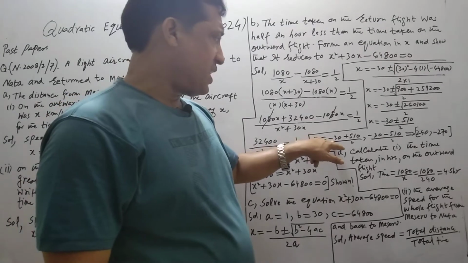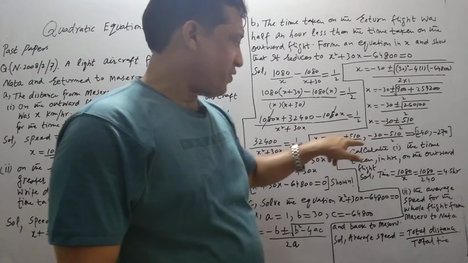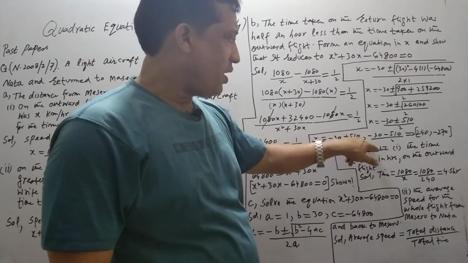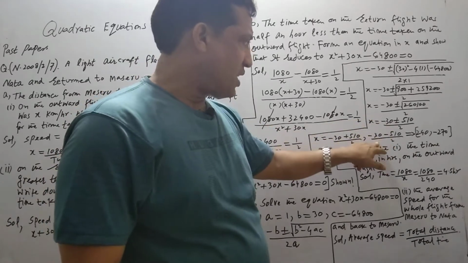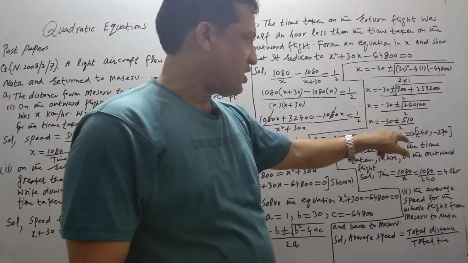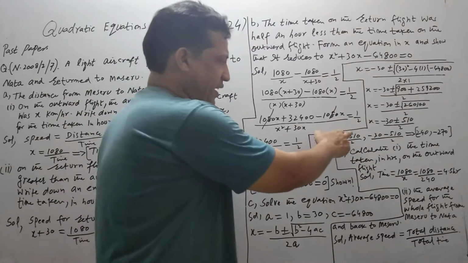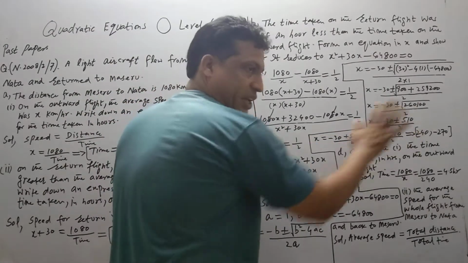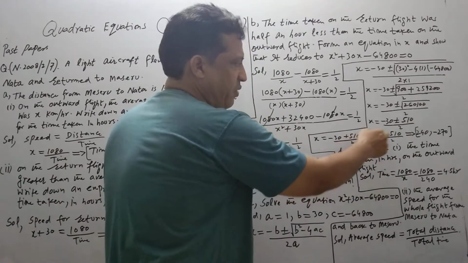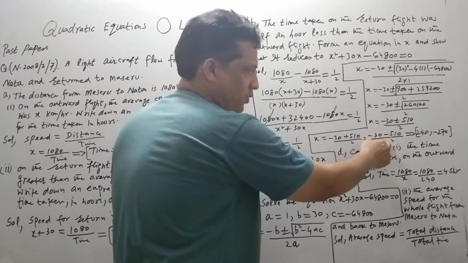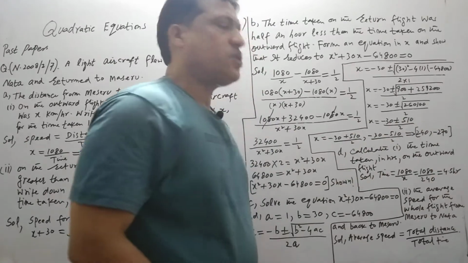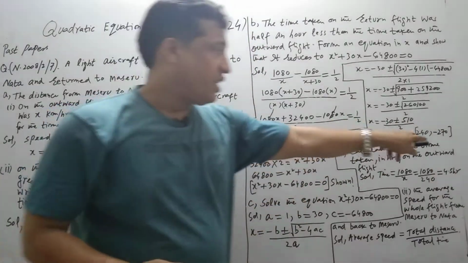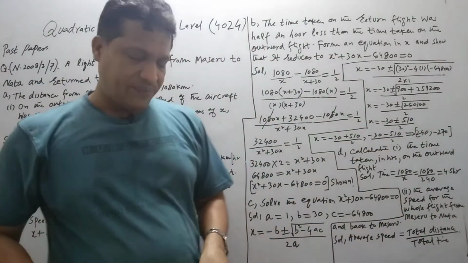x is equals to minus 30, 1 time plus 510 upon 2, comma, x is equals to minus 30, 1 time minus 510 upon 2. So 510 minus 30 divided by 2, the answer is 240. And minus 30 minus 510 upon 2, the answer is minus 270. You can verify these two answers by using calculator.